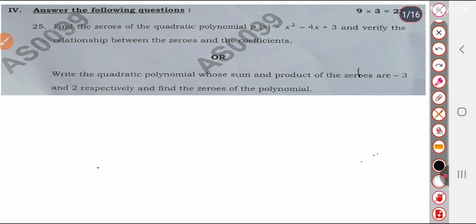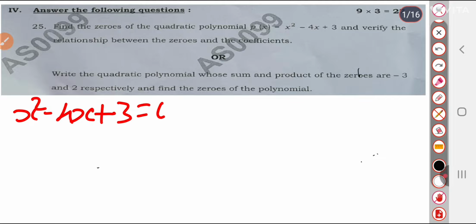Today's class we will answer the following question from the third preparatory question paper. Question number 25. Find the zeros of the quadratic polynomial p of x is equals to x square minus 4x plus 3 and verify the relationship between zeros and the coefficients. So to find the zeros, first we have to equalize the polynomial to 0. That is x square minus 4x plus 3 is equals to 0.